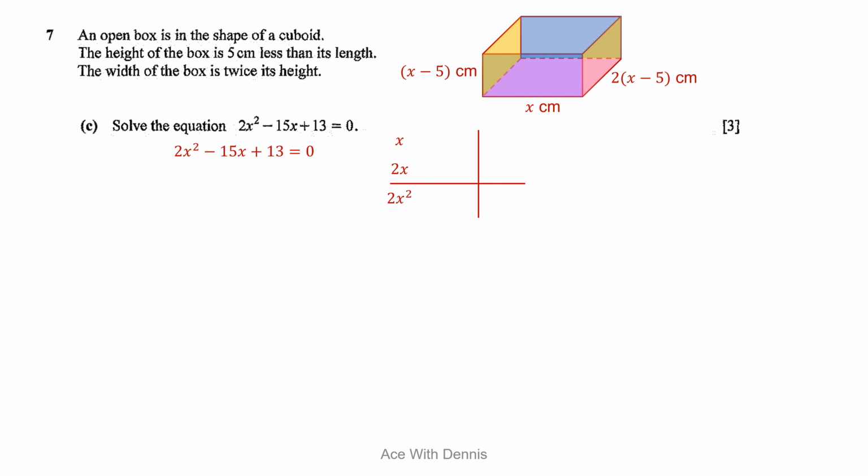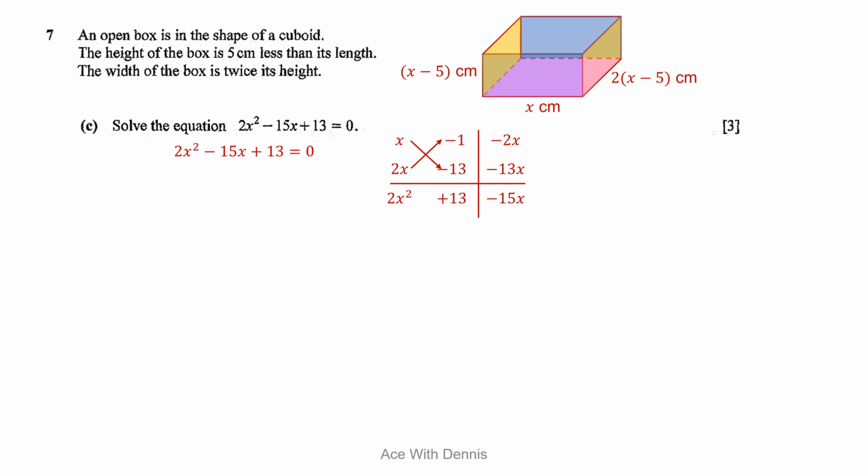Next, we move on to thinking about the factors of the third term, which is 13. So it will be negative 1, negative 13. So negative 1 times negative 13, we get positive 13. Then we cross multiply 2x times negative 1, we get negative 2x. X times negative 13, we get negative 13x. So negative 2x plus negative 13x, we get negative 15x.